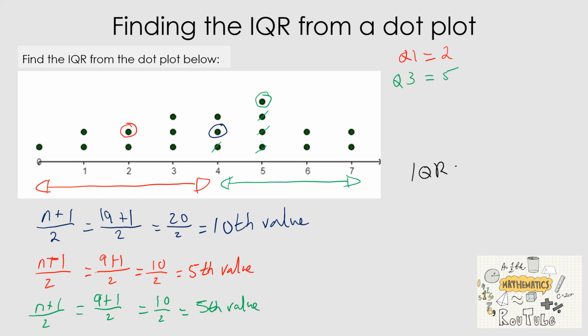So the interquartile range we know is Q3 minus Q1. And we know our Q3 value, we just found it, is 5. We know our Q1 value, we just found it, is 2. So therefore our interquartile range is 3.